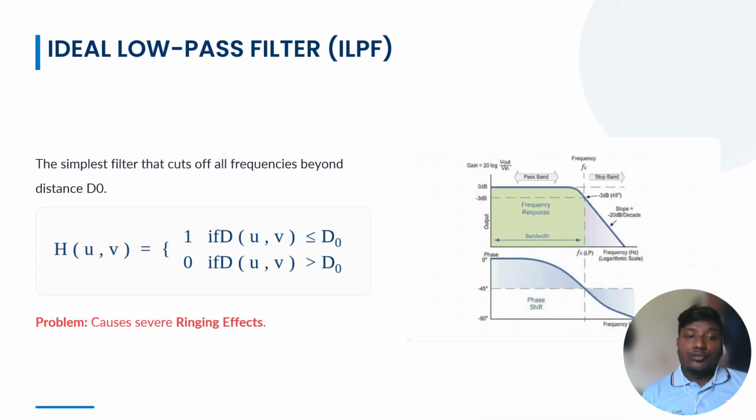The ideal low pass filter, ILPF. The ideal low pass filter is the most basic. It cuts off all frequencies outside of a specified radius. While mathematically simple, it has a major drawback. It causes a ringing effect, creating ghostly ripples around the edges of objects in an image.